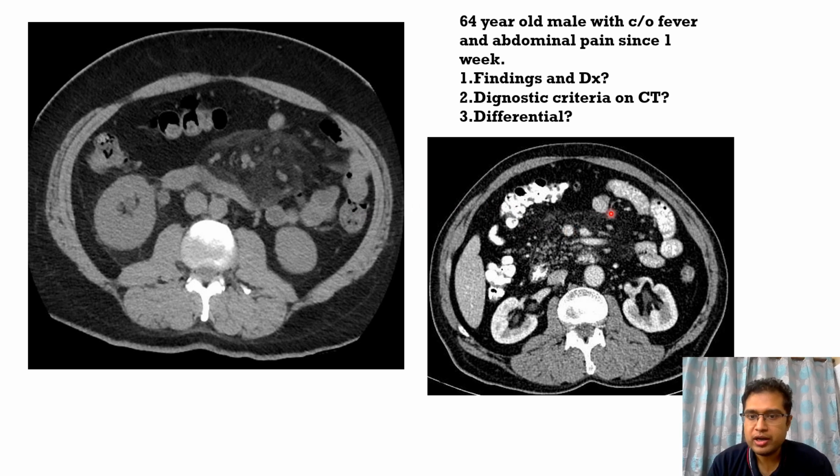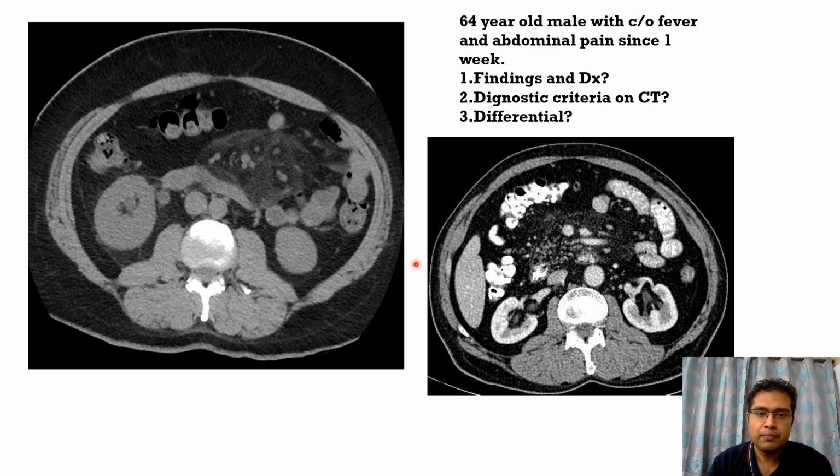These are the post-contrast images. There is no abnormal enhancement as such that is seen. Again, we can see that there is sparing of the perivascular mesenteric fat, along with some mesenteric nodes that are seen.